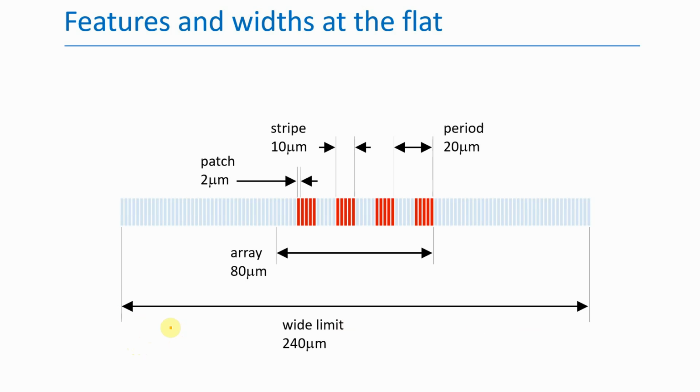Now, we've been discussing this one particular pattern, but this is just one member of a large family of possible patterns, and what we've said applies to all of them. Every member of this family has a patch, a stripe, a period, an array, and a wide limit. The only difference is the widths that these features have, which can be set more or less arbitrarily. But widths are only one way of parameterizing this pattern. We now want to shift to a different set of parameters.